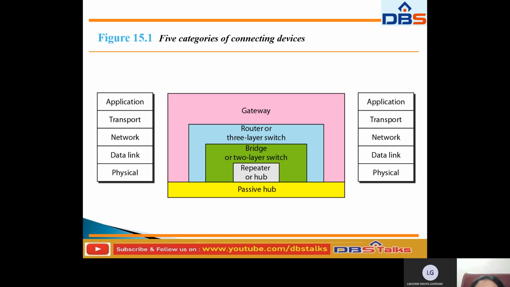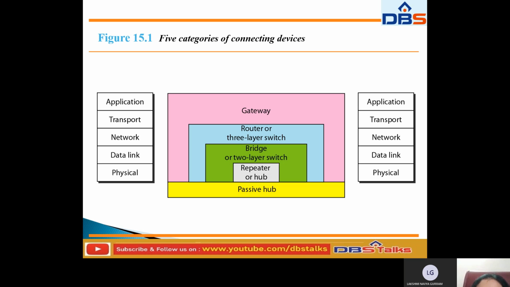Next, I told you that the connecting devices are divided into 5 categories. This is the diagram of the 5 categories. What are those 5 categories? Gateway, router or three layer switch, bridge or two layer switch, repeater or hub, passive hub. These are the 5 categories we have in the connecting devices.